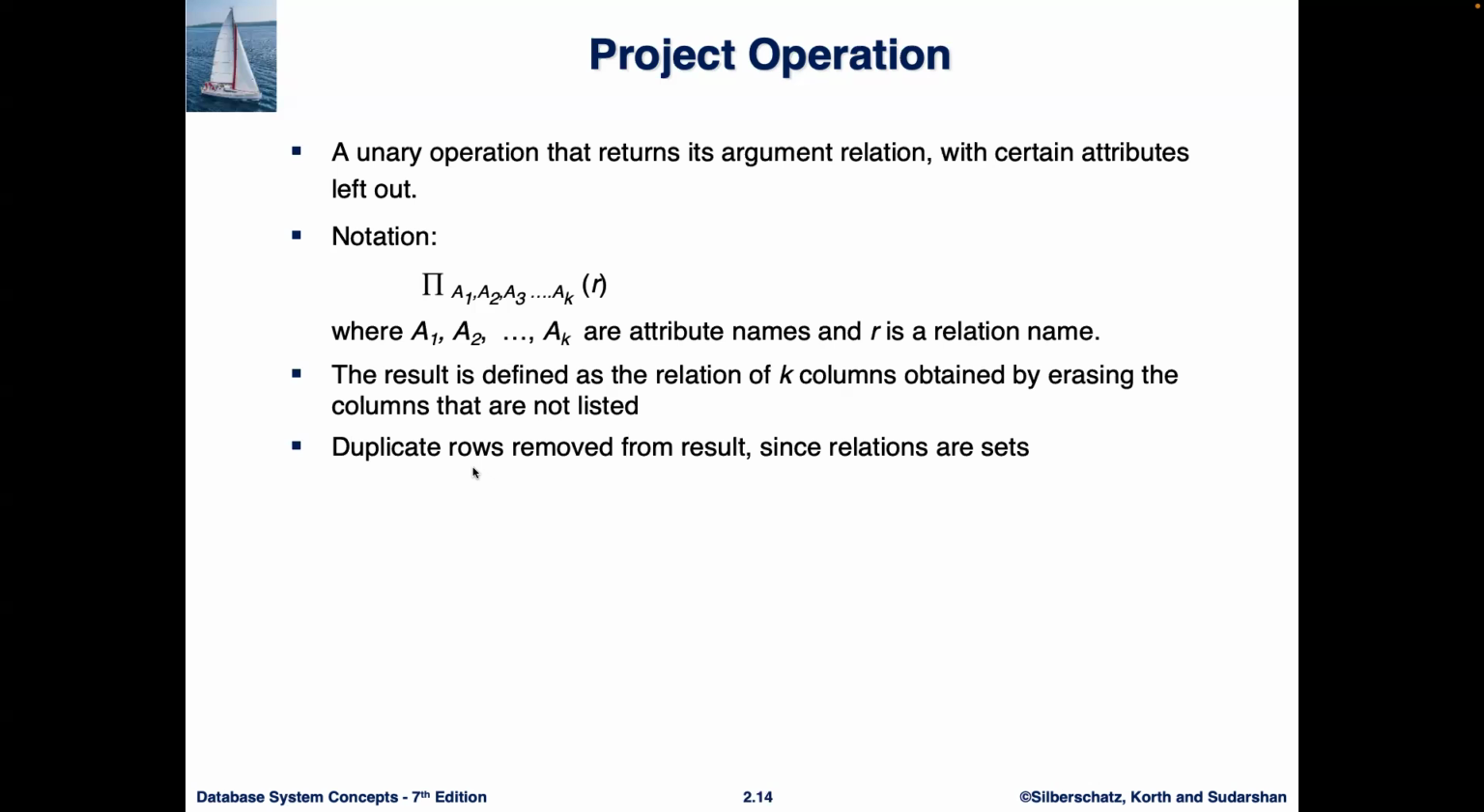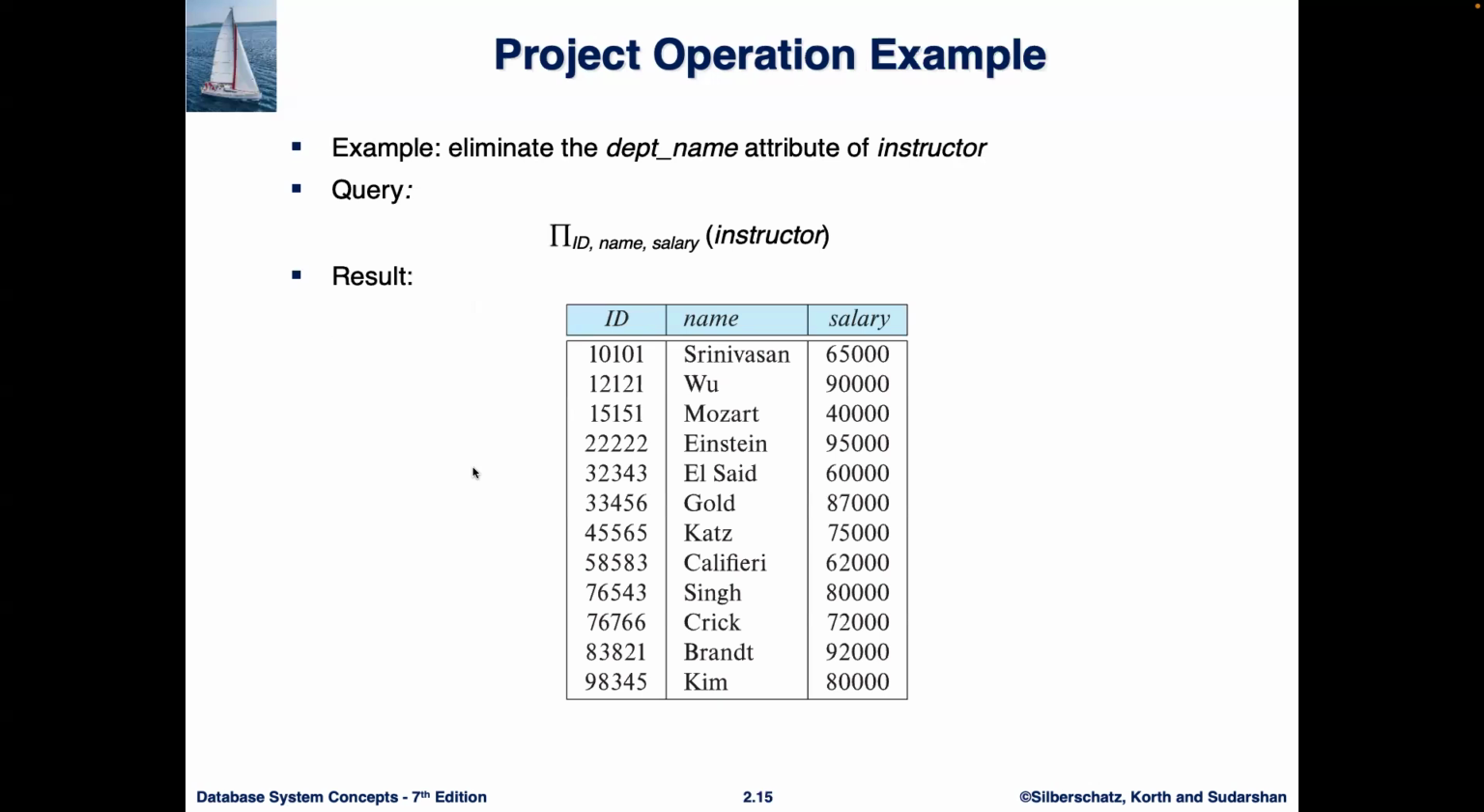So if we do a project operation, here we say project only ID, name, and salary. Do not show the department name. Example, eliminate the department attribute from the instructor. Then this data would show the resulting table. So we don't have the department name here, because we only projected 3 of the columns.